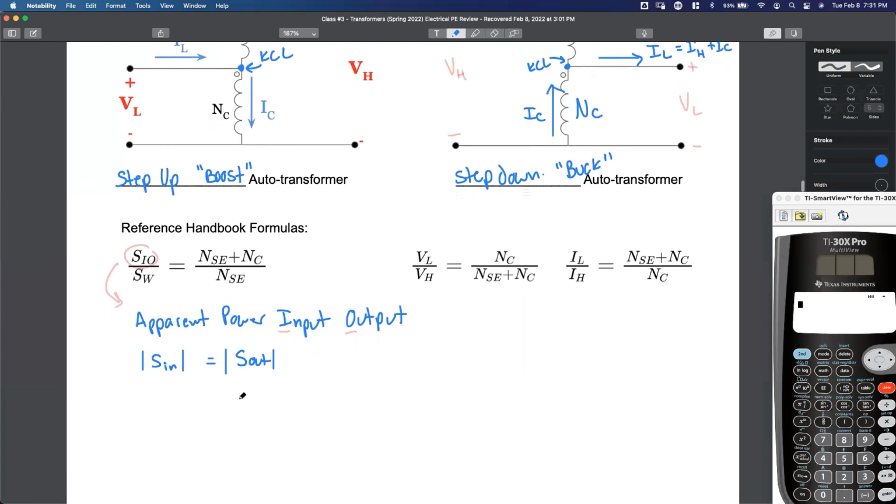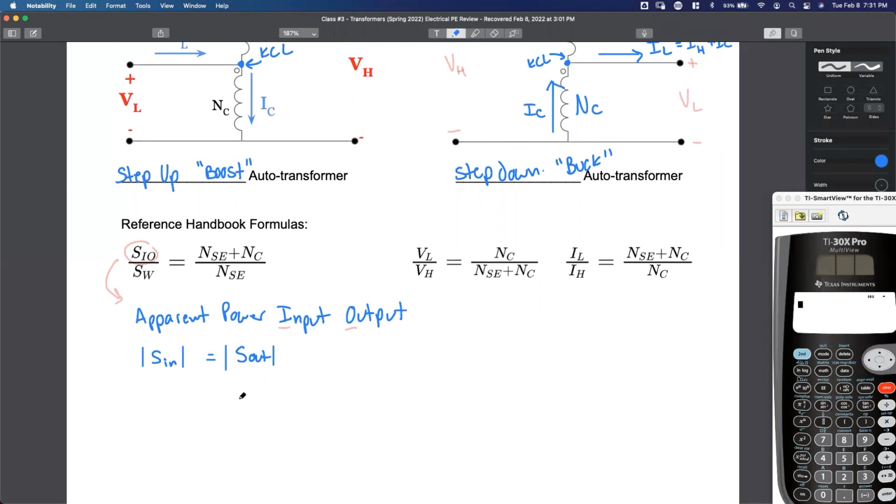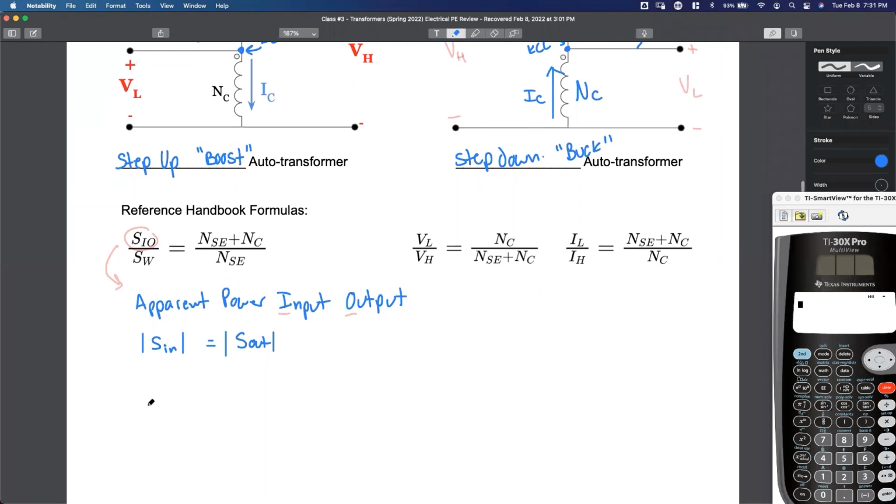How do I calculate the apparent power for a single phase transformer? It's the product of what two variables? Product of what two variables to calculate power? Who can tell me? V and I. Yep. So to calculate power, we need the product of voltage and current.